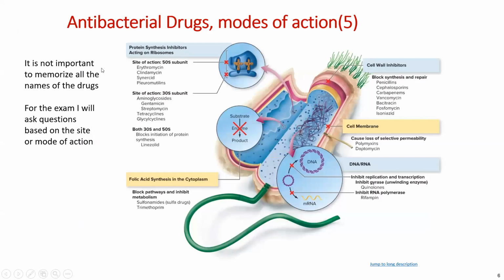Okay, this is a picture you guys should focus on. This shows the 5 different mechanisms, or the 5 different modes of action, of antibacterial drugs. The picture here is of our friend superbacteria from chapter 4. It is not important to know the names of the drugs and which ones do which thing, but you need to know these 5 modes of action.